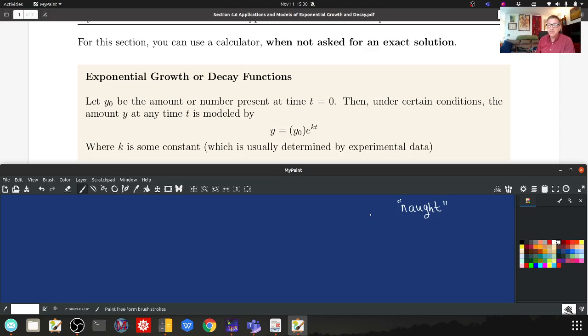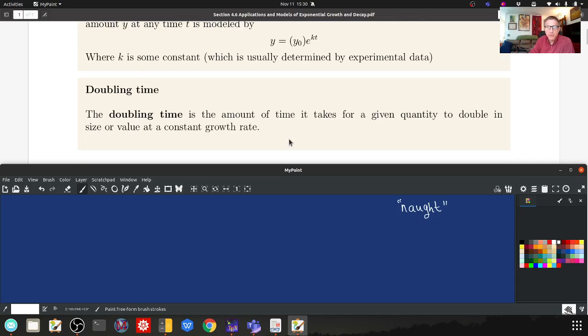Then under certain conditions, the amount y at time t is modeled by this equation. So notice y naught is multiplied by the result of e raised to the k times t, where t is time, and k is some constant, which is usually determined by experimental data. So by PEMDAS, when you find y, you have to find the value of e raised to the k times t first, and then you multiply it by y naught.